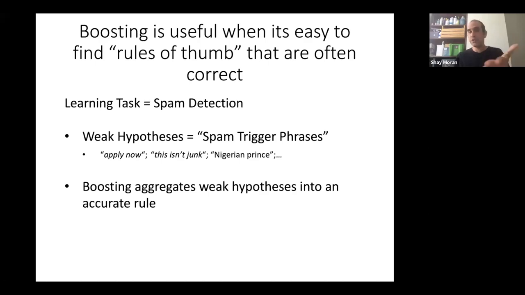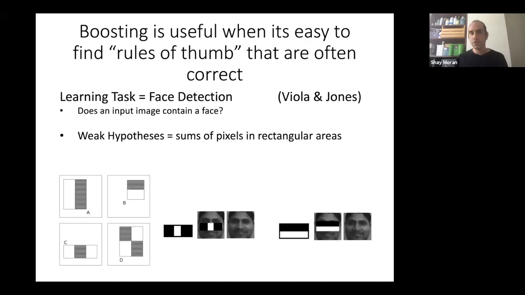So boosting will basically be able to aggregate many of these very simple and maybe somewhat local rules into an aggregated strong hypothesis, which is much more accurate than each of them individually. An example for the usefulness of boosting, which I took from Wikipedia, is the Viola-Jones framework.